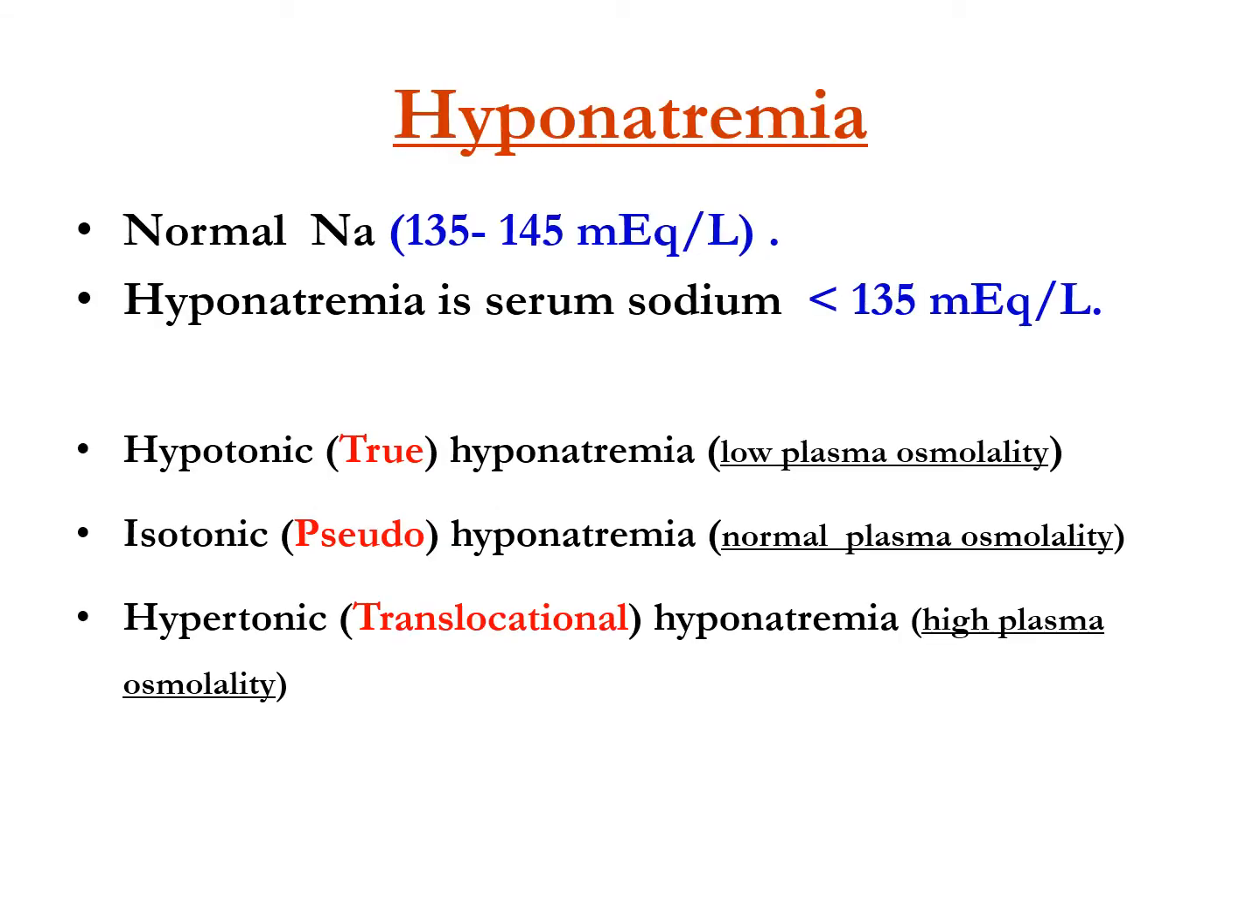Hyponatremia: the normal serum sodium level is 135 to 145 milliequivalent per liter. So hyponatremia is defined as serum sodium less than 135 milliequivalent per liter. Hyponatremia is divided into three types: hypotonic or true hyponatremia with low plasma osmolality, isotonic or pseudo hyponatremia with normal plasma osmolality, and hypertonic or translocational hyponatremia with high plasma osmolality.